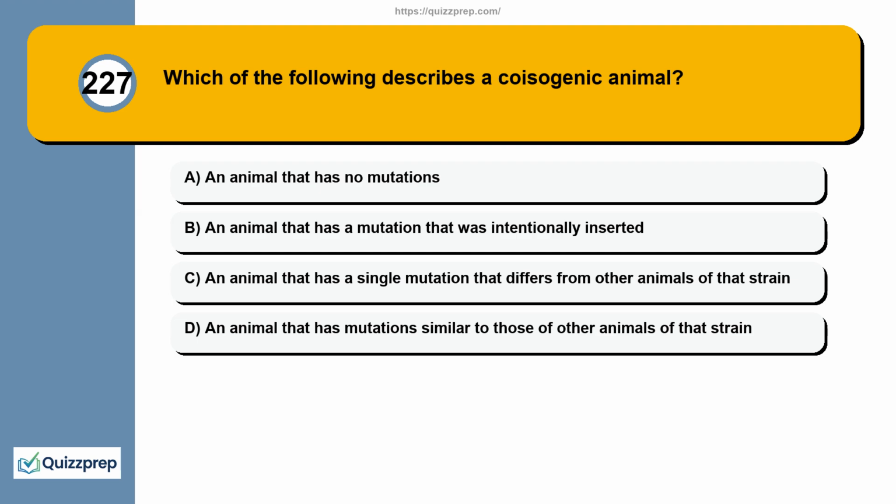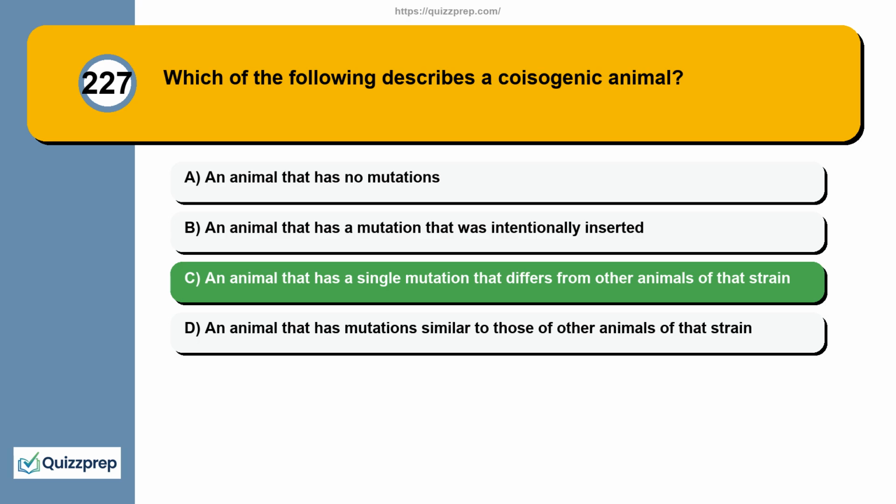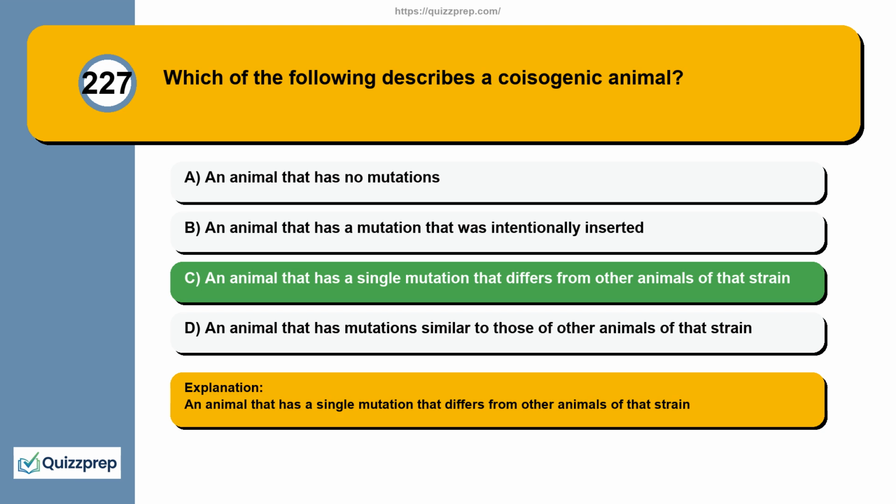Question 227. Which of the following describes a coisogenic animal? Option A. An animal that has no mutations. Option B. An animal that has a mutation that was intentionally inserted. Option C. An animal that has a single mutation that differs from other animals of that strain. Option D. An animal that has mutations similar to those of other animals of that strain. The correct answer is option C. An animal that has a single mutation that differs from other animals of that strain.